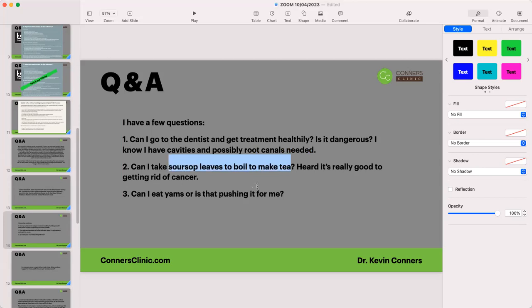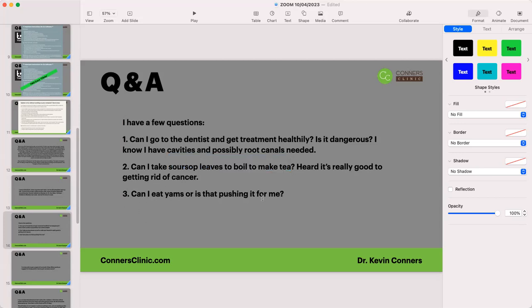Can I take soursop leaves to boil to make tea? I don't know the answer to that, honestly. I've not ever done that. I've not had anybody tell me that they were doing that. So I do not know the answer to that. Heard it's really good at getting rid of cancer. Yeah, I'll do some investigation on that, but I don't know.